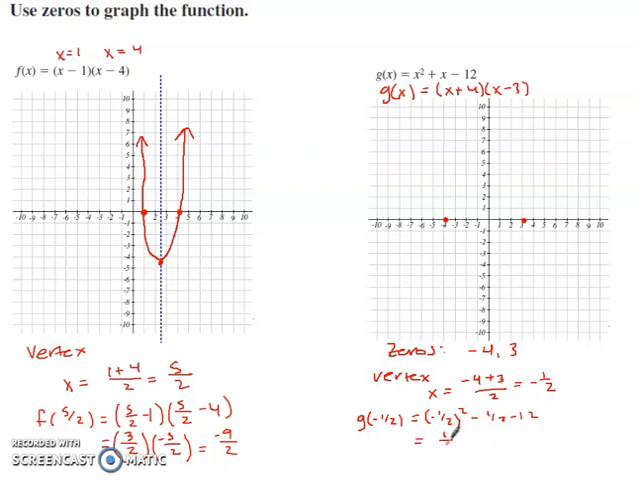I have a positive 1/4 minus 1/2 minus 12. So that gives me a negative 1/2 minus 12, which is negative 12.5, or negative 25 over 2, which is off my graph. So I do know that it is somewhere down here, giving me an upward facing parabola that looks something like this.